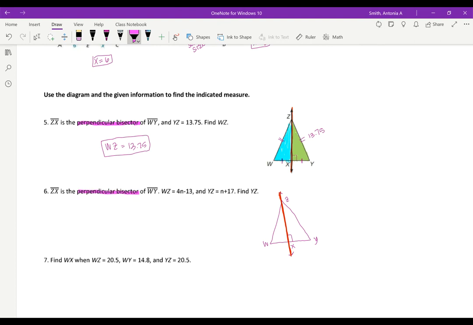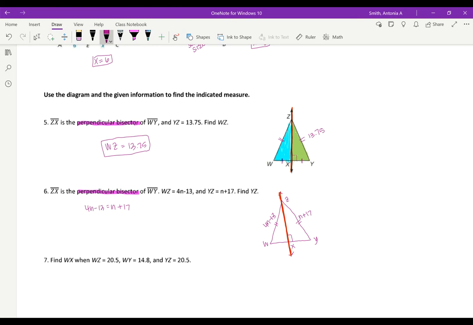It says that WZ is 4n minus 13. So this side over here is 4n minus 13. YZ is n plus 17. It wants us to figure out the measure of YZ. Well, this is kind of similar to what we were doing before. These two sides are the same, right? Because this perpendicular bisector is cutting our triangle into two equal triangles. So that means that 4n minus 13 equals n plus 17.